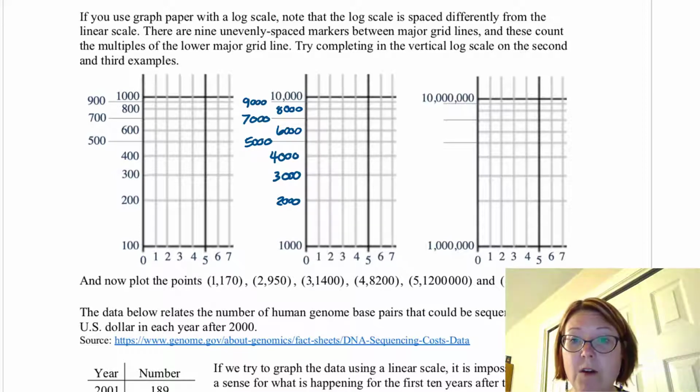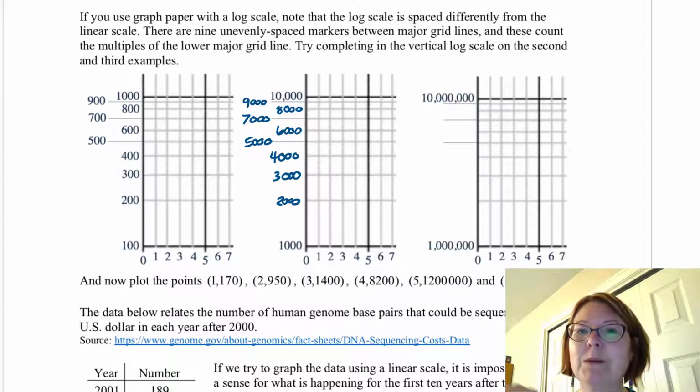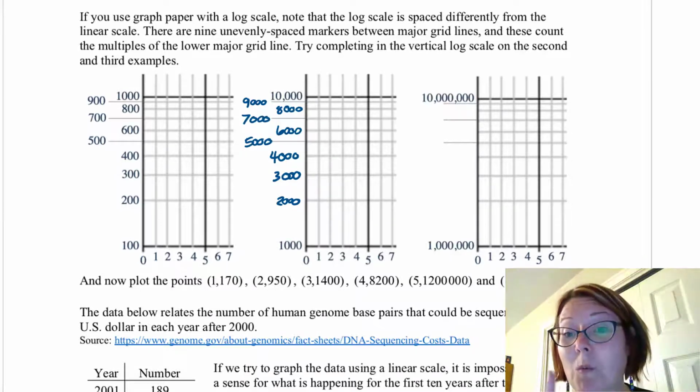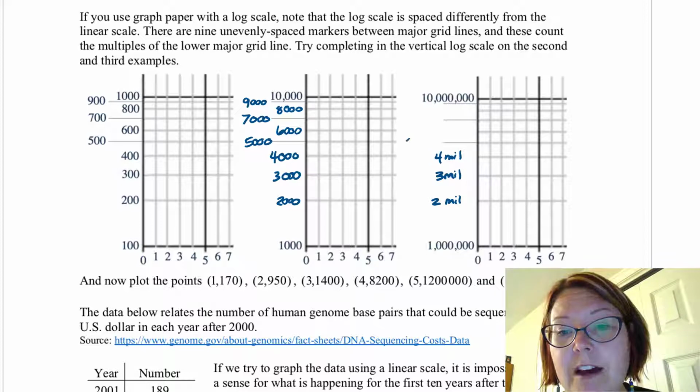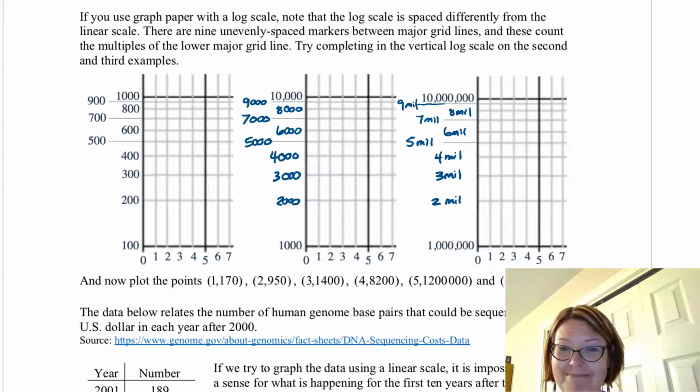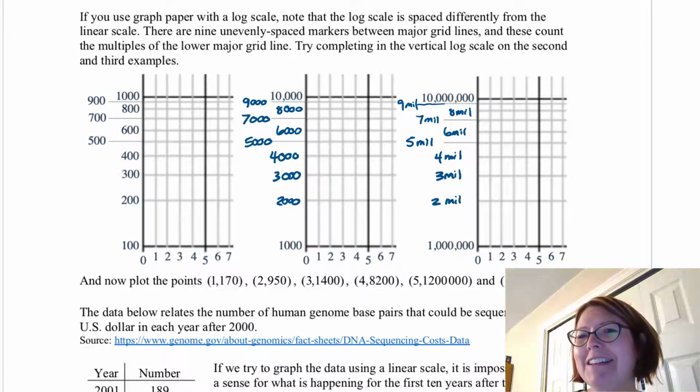Okay, for the third graph, we started with 1 million, so we want multiples of 1 million. So 1 million, then 2 million, I'm just gonna write 2 MIL, then 3 million, 3 MIL, 4 million, 5 million. Remember, these are not evenly spaced. 6 million, 7 million, 8 million, and this line really close to 10 million is 9 million. All right, so this is a case where you really need to have the graph paper. To do this by hand is really, really difficult.